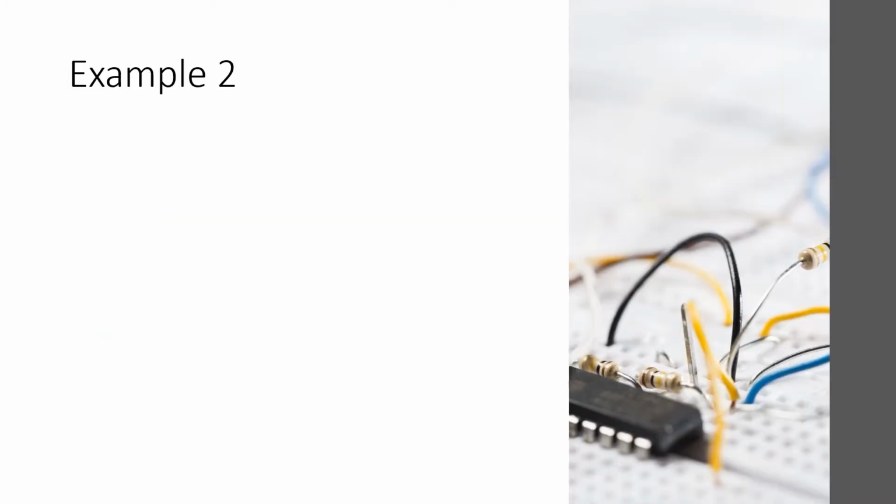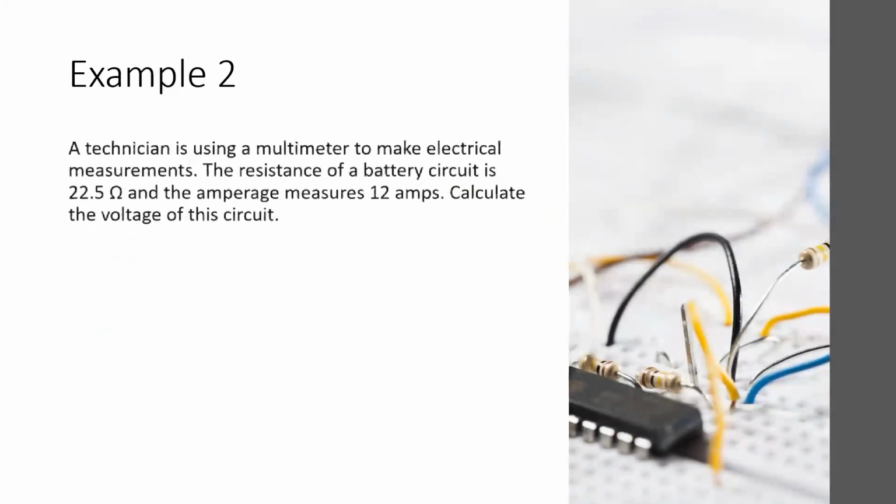Let's check out another example. A technician is again using a multimeter to make electrical measurements. The resistance of a battery circuit is 22.5 ohms, and the amperage measures 12 amps. Calculate the voltage of this circuit. Take a minute and try filling it in for yourself. If you need some time to set it up in your own notes, go ahead and hit the pause button and resume the video when you're ready.